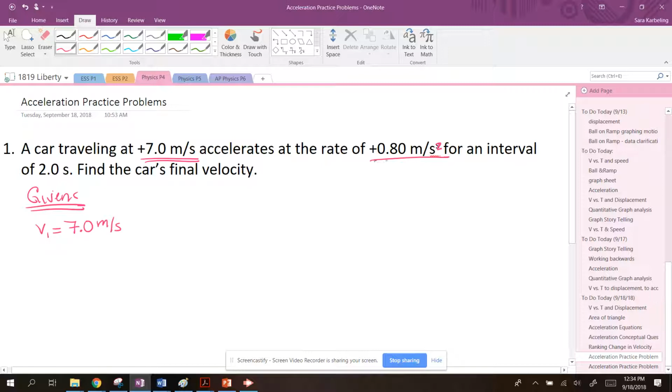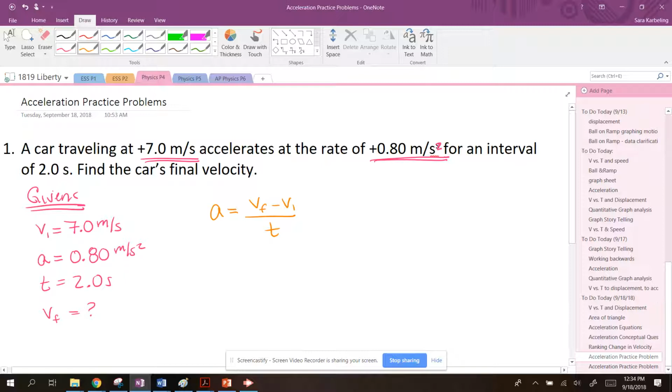It says it accelerates, so that's going to be my acceleration for a time interval of 2 seconds. And then it says find the final velocity. That's the G and the U in the GUESS method right there. Going fast because I want to watch out for that bell that's going to ring. The equation that I'm going to use, I usually write it out like this because this is how it's always been stuck in my head. Okay, that's how I've been trained to use it.